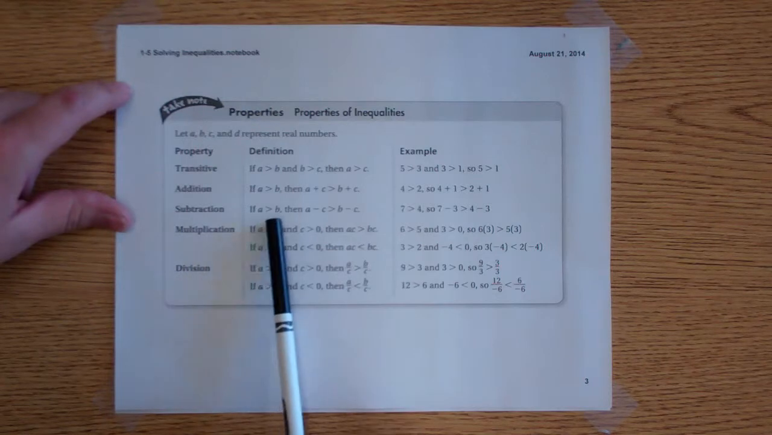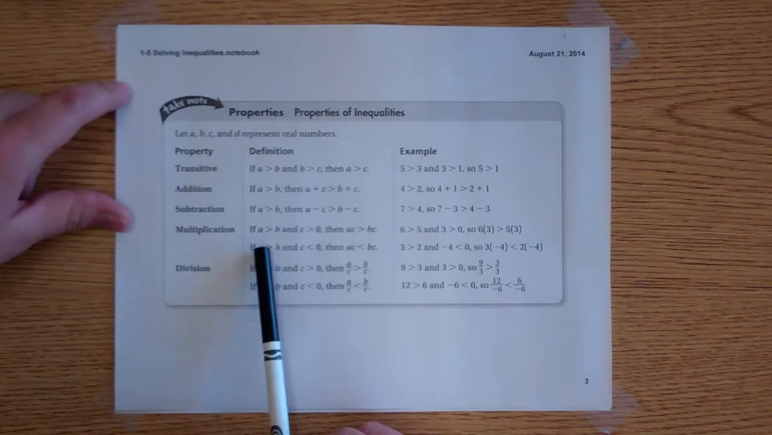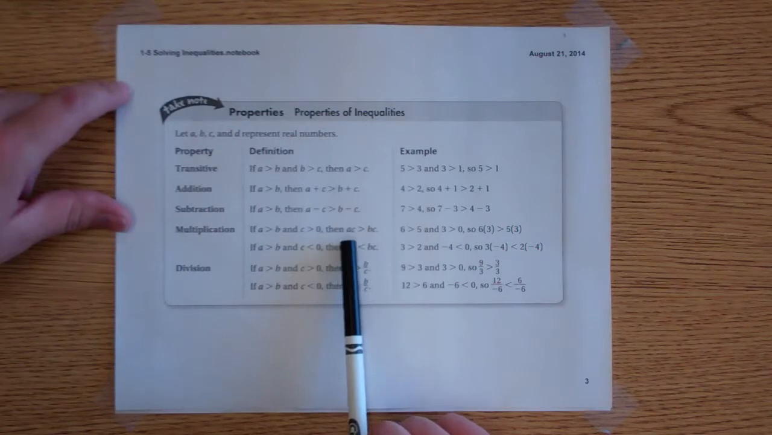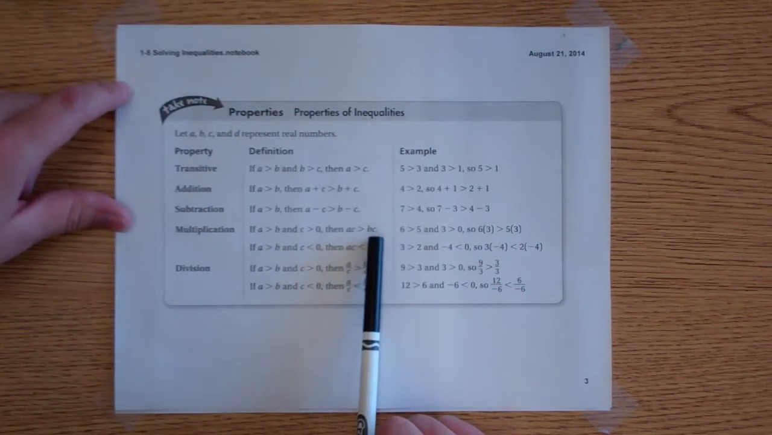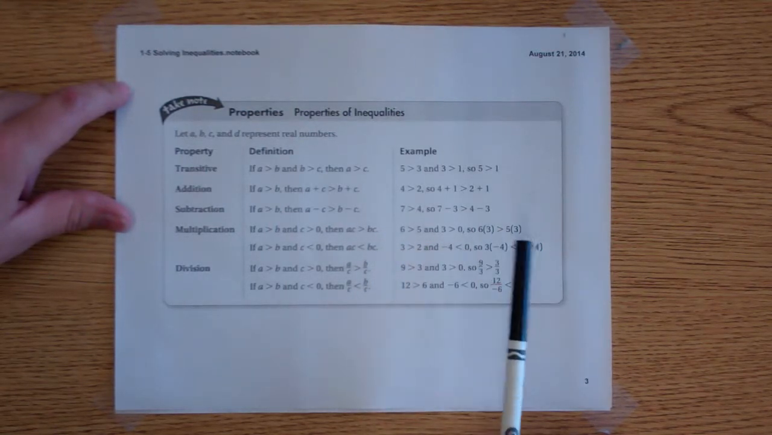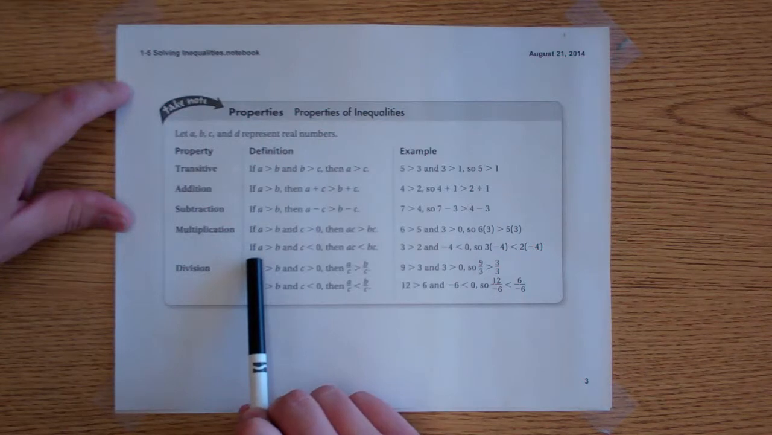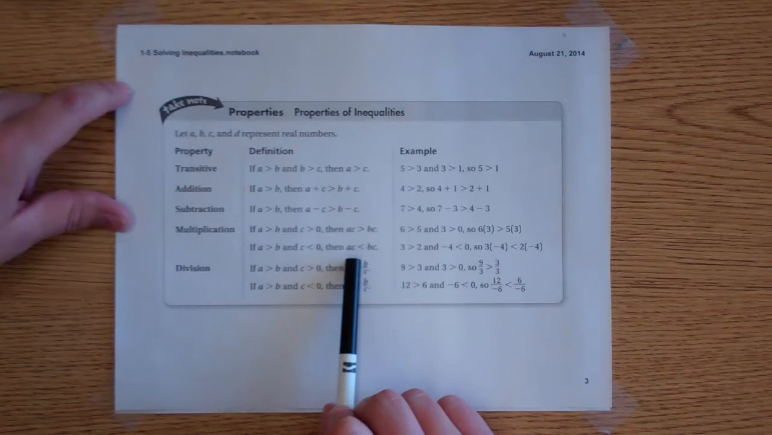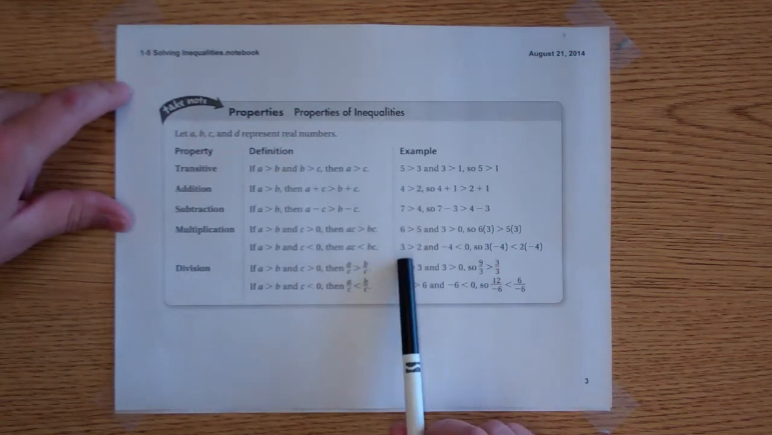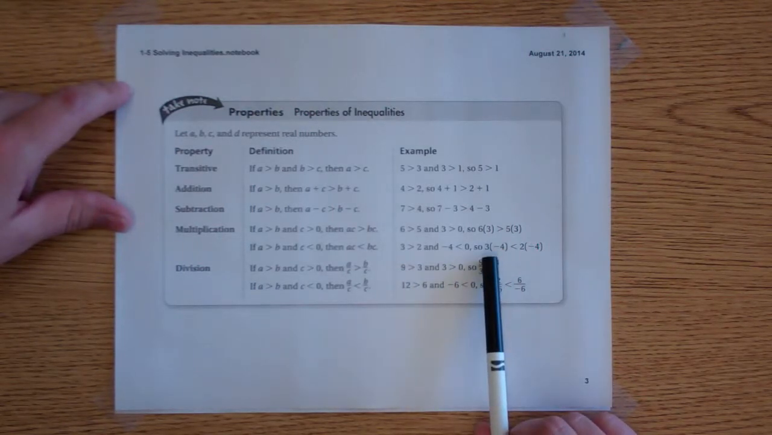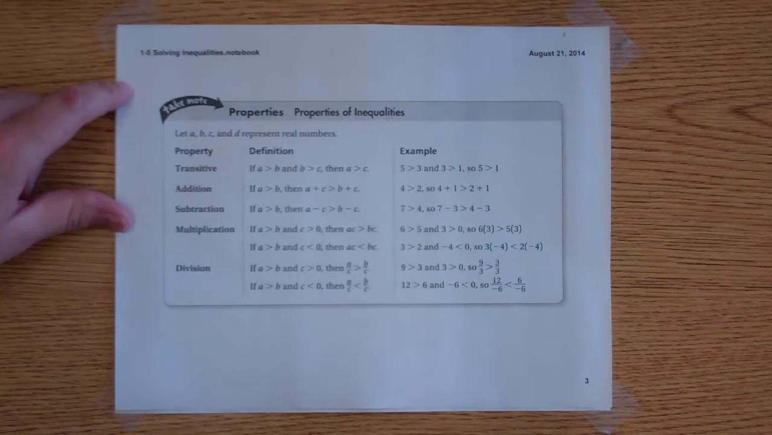And then the subtraction is the same way. If A is greater than B, then A minus C is greater than B minus C. Multiplication: if A is greater than B and C is greater than 0, then AC is greater than BC. So 6 is greater than 5, 3 is greater than 0, so 6 times 3 is greater than 5 times 3. If A is greater than B and C is less than 0, then A times C is less than B times C. So 3 is greater than 2, but negative 4 is less than 0, so 3 times negative 4 is less than 2 times negative 4.